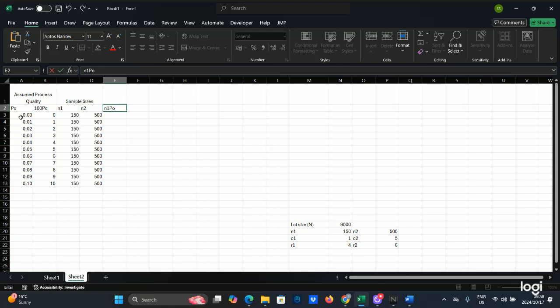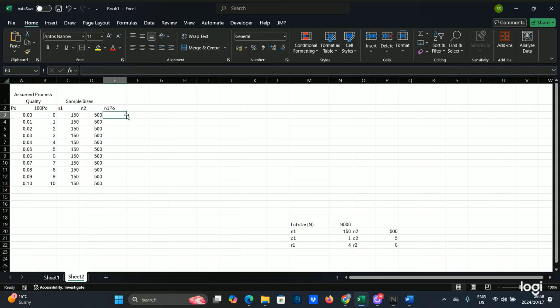Since this is your proportion non-conforming, your nP0 is, if they find 0% non-conforming in your sample, what's the proportion of that in the sample? And if they find 1% defective, which is your P0 here, what's the actual number of that in real translation? So it's that proportion.